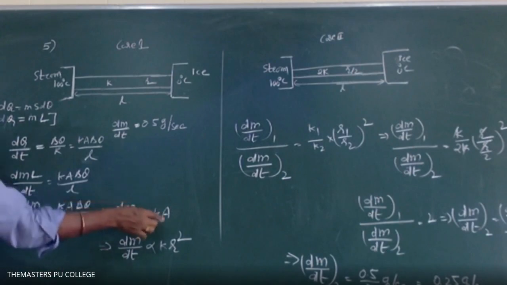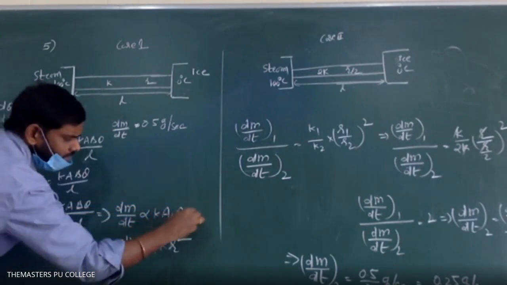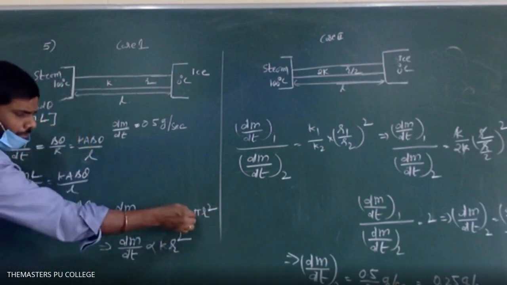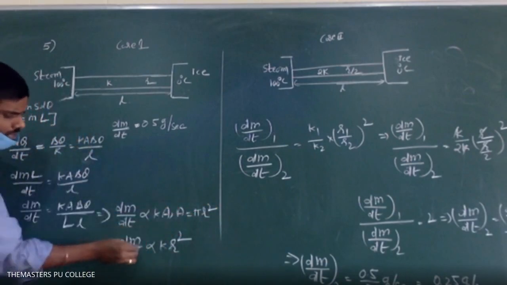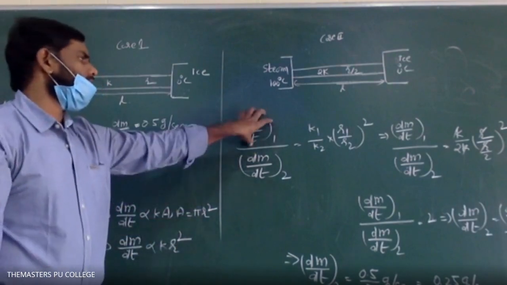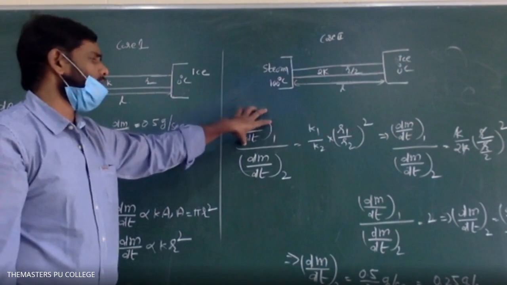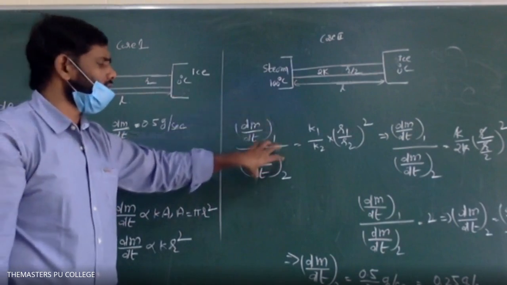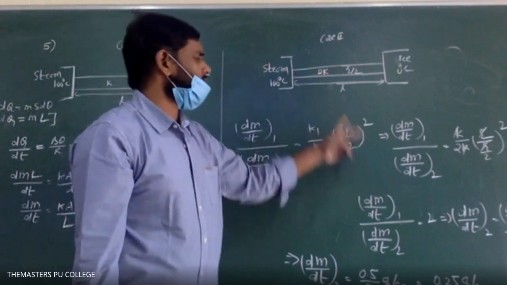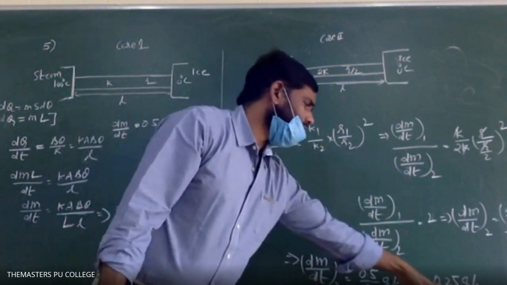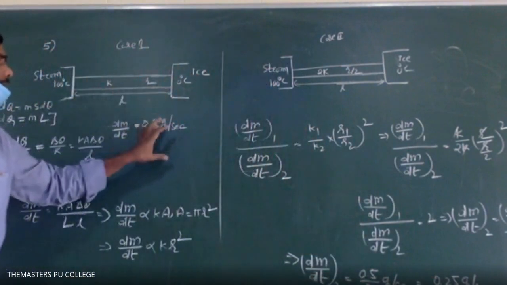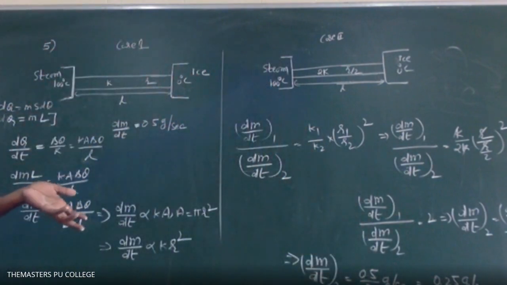So A is equal to pi r square. Pi is constant. That's why dm by dt is directly proportional to k r square. So the rate of mass of ice melting per second across the first rod to the mass of ice melting per second across the second rod is equal according to this. Substituting the values with proper calculation, I got 0.25. So half of the mass will melt per second in the first case.